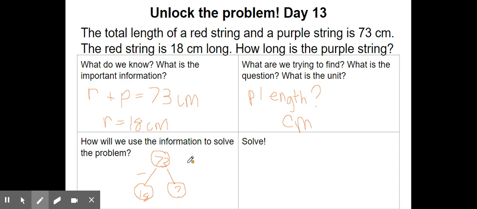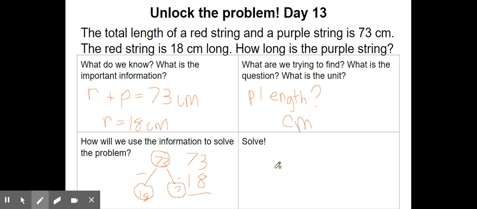So the equation I am going to write to solve is 73 centimeters minus 18 centimeters. And I'm going to write my equation vertically because I can already tell that I am going to have to unbundle because I don't have enough ones to take away. So I'm going to write it vertically like that.